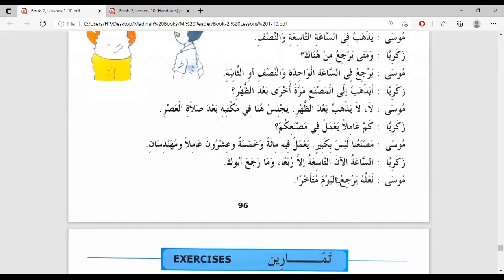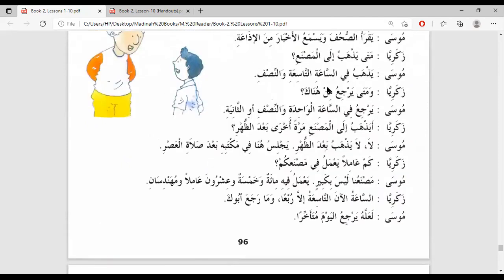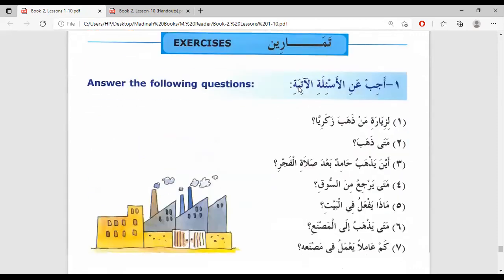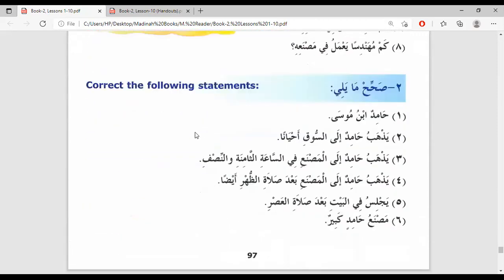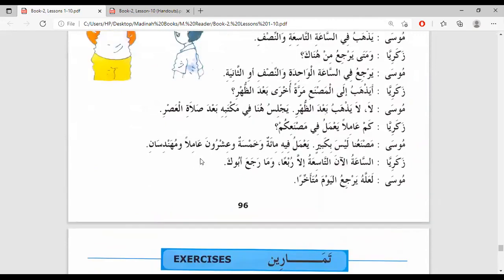We go back. الساعة التاسعة, yes, sir. يذهب في الساعة التاسعة والنصف. So this is incorrect, sir. Yes, it is incorrect. Okay, number 4. يذهب حامد إلى المسجد. Yes, he goes. يذهب حامد إلى المصنع بعد صلاة الظهر. Okay.